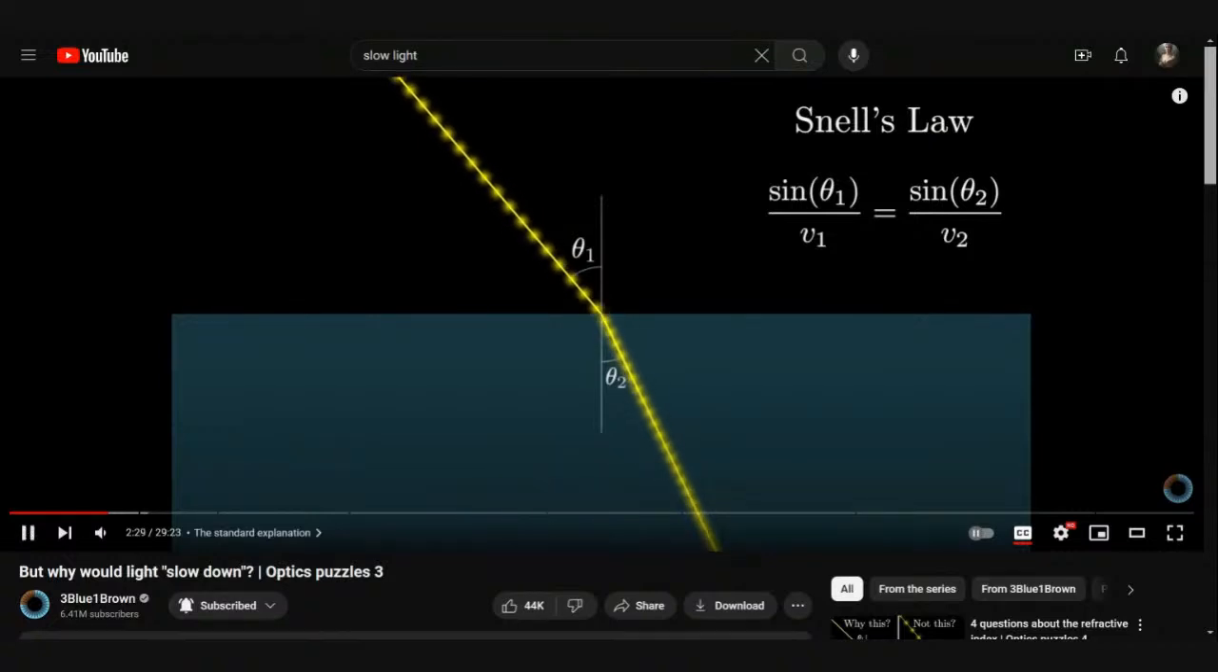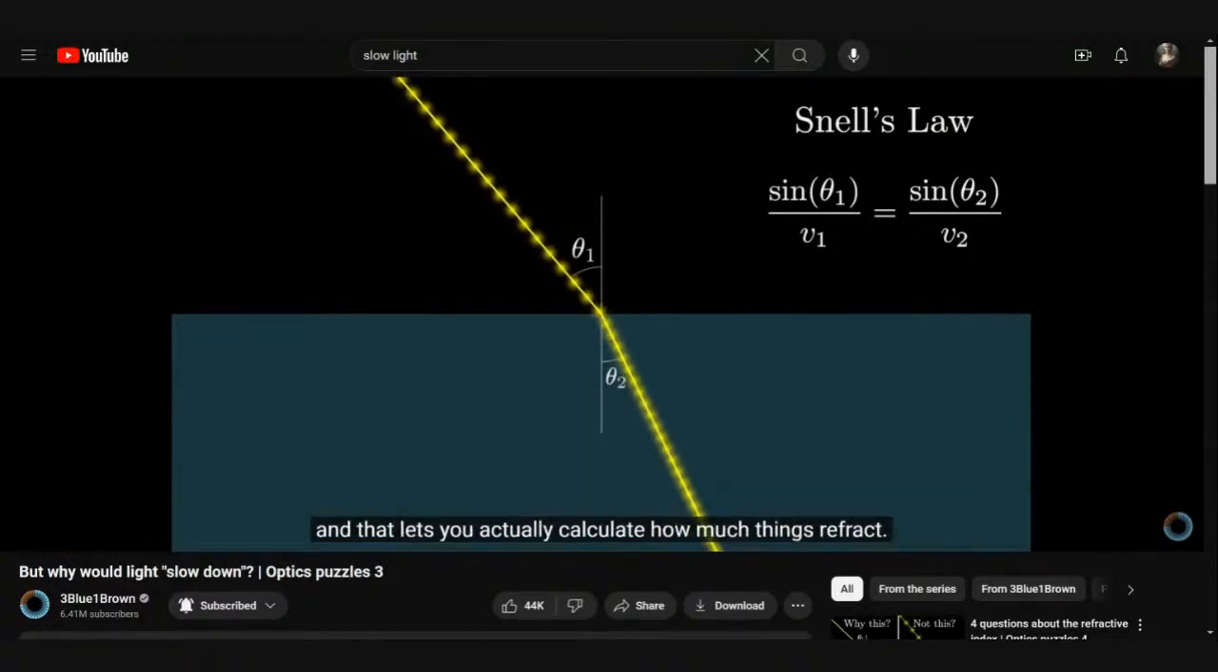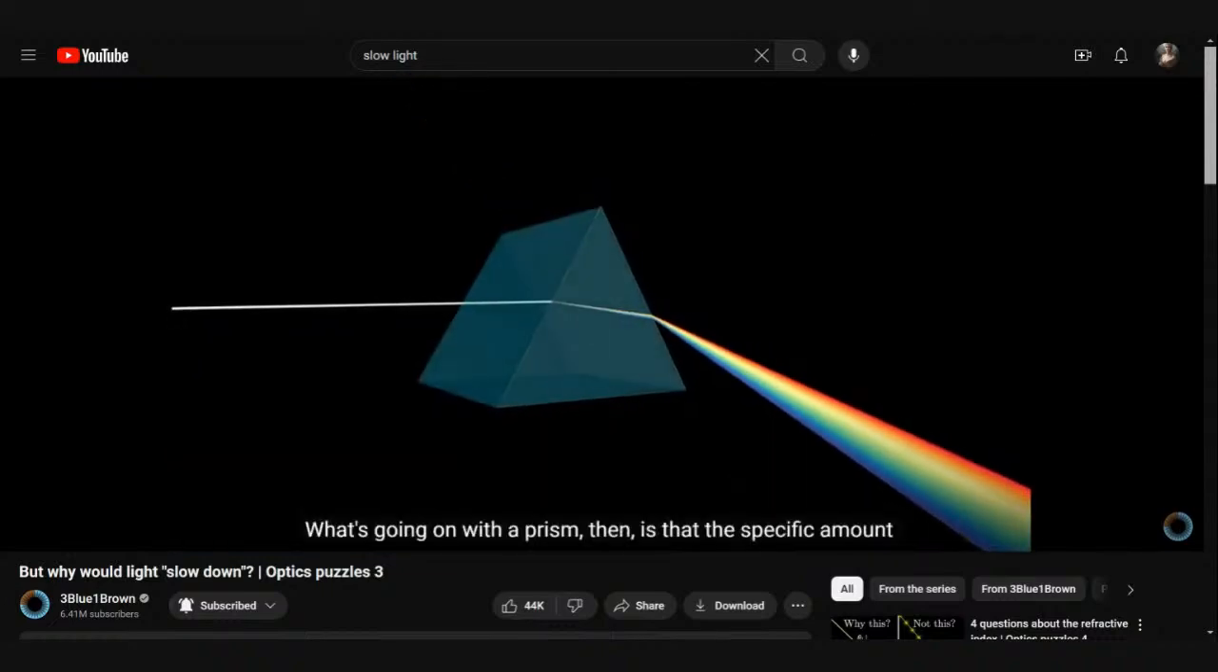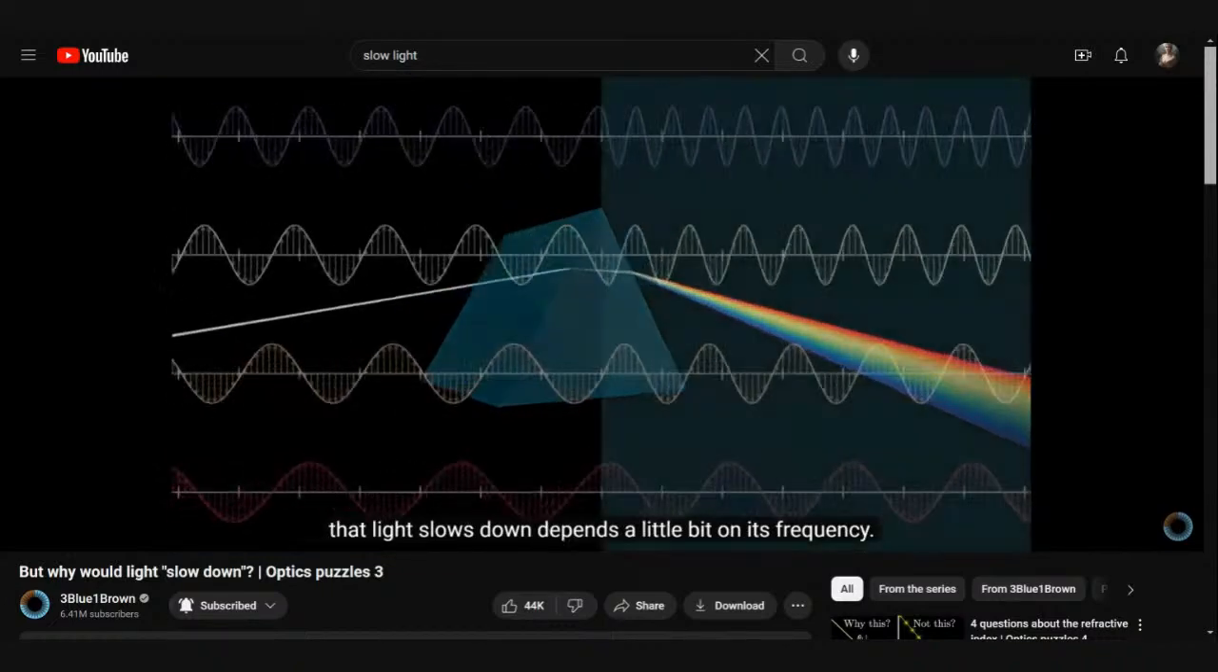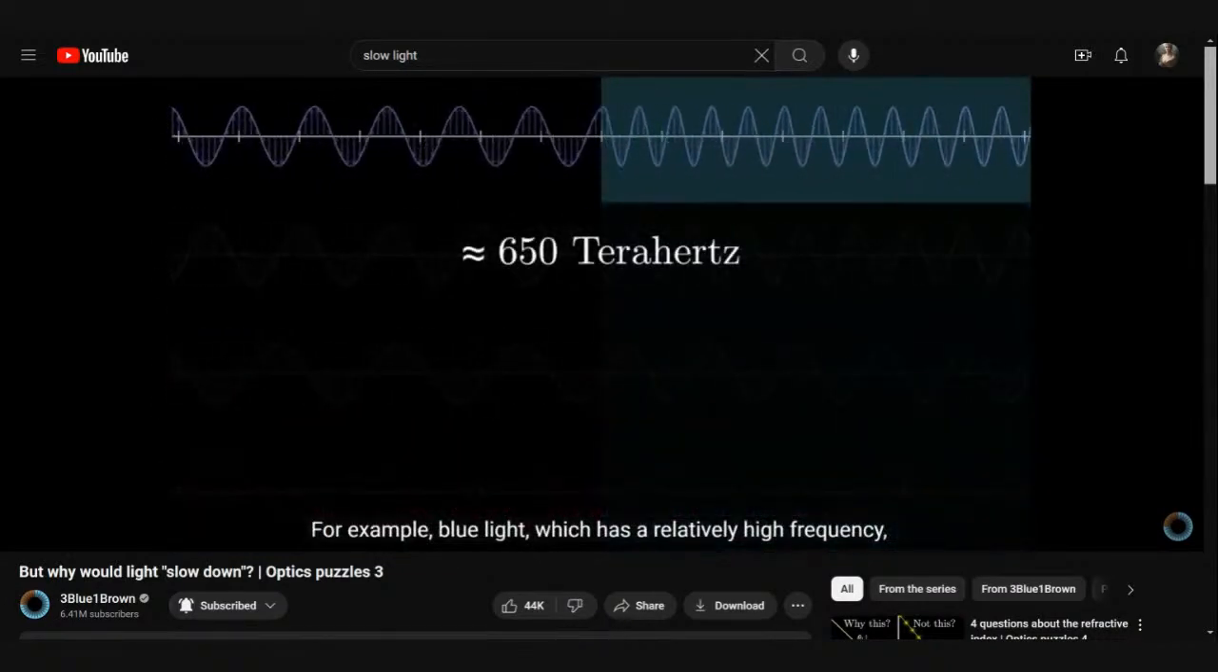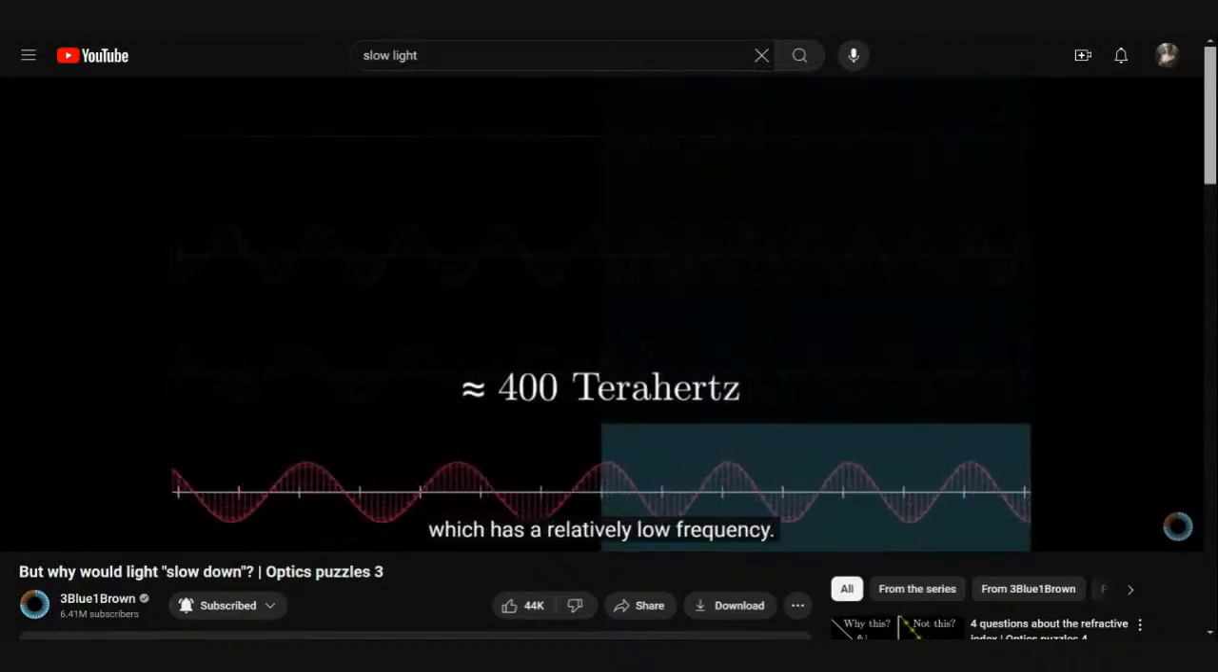Light is always a constant. So the slower the light, the lower that angle will be, and that lets you actually calculate how much things refract. What's going on with the prism, then, is that the specific amount that light slows down depends a little bit on its frequency. For example, blue light, which has a relatively high frequency, will get slowed down more aggressively than red light, which has a relatively low frequency.